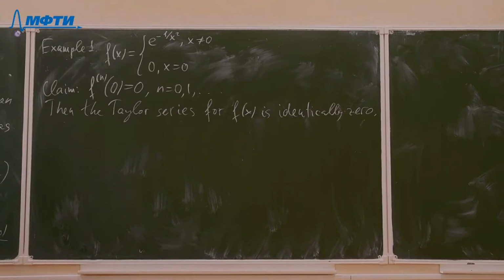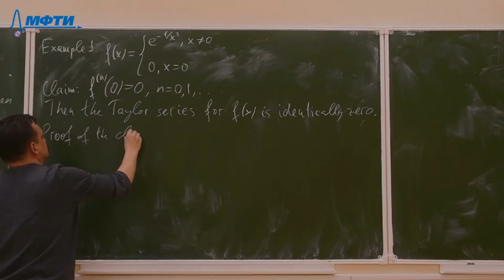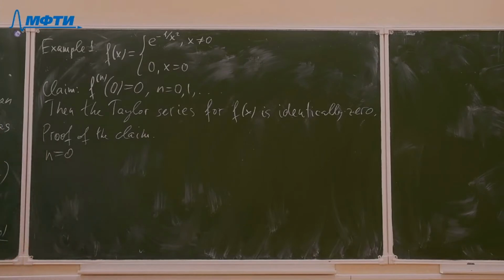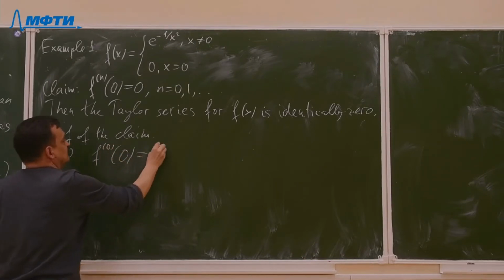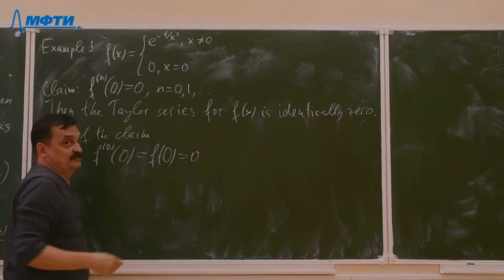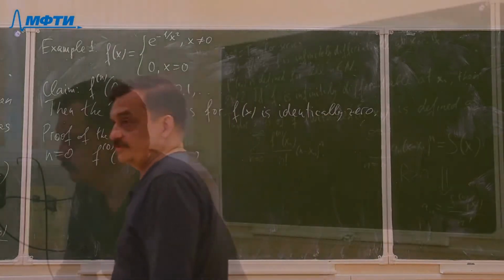Okay, so let's start to prove the claim. Proof of the claim. For n equals 0, the zeroth derivative is precisely the function, and it is 0 by the definition. So the first is obvious.